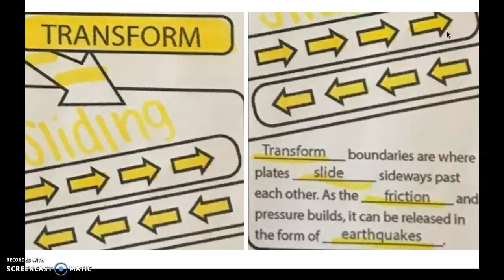So practice that song, please. And I've got some movements with it, which you can't see. For convergent, I take my fists and pound them together, smash them into one another like I'm giving a fist bump. Divergent, I take those 2 fists that are together and pull them apart. We're dividing. Transforming is sliding, so I slide my hands past one another because the plates are sliding past one another. So practice that. That will be your bell ringer tomorrow.